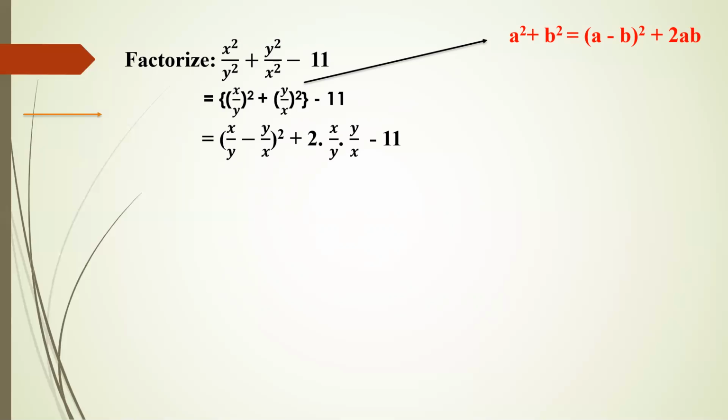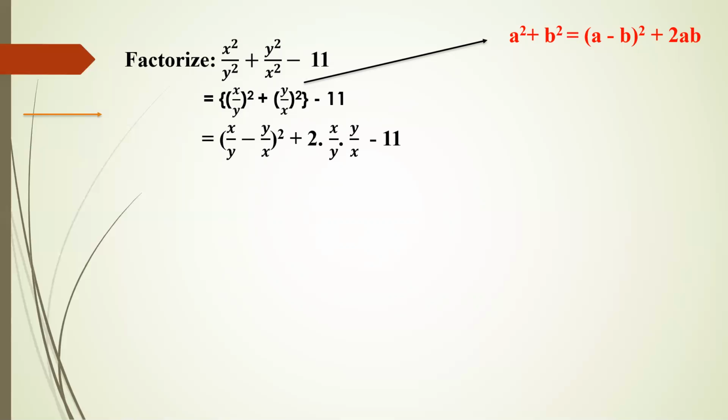Now here you must be wondering, before I said a square plus b square is a plus b whole square and minus 2ab. But now what I did here, I just changed the sign. It is a minus b whole square plus 2ab. Just a little bit different here. I'm not using a plus b whole square minus 2ab. I'm using a minus b whole square plus 2ab.